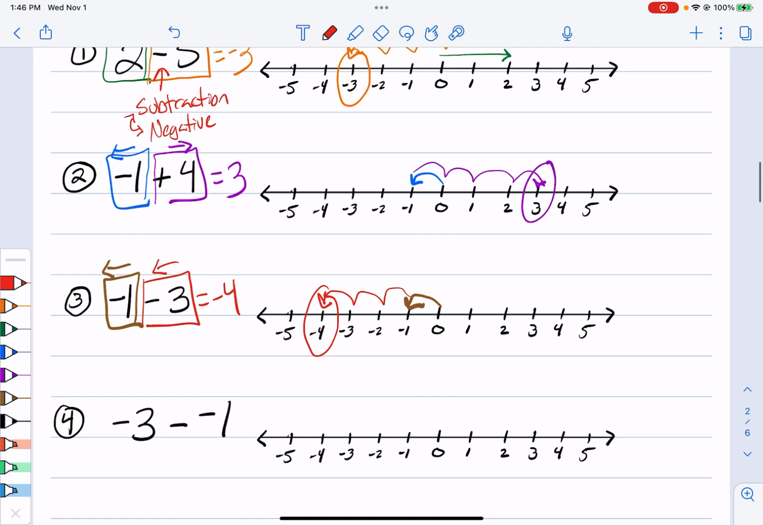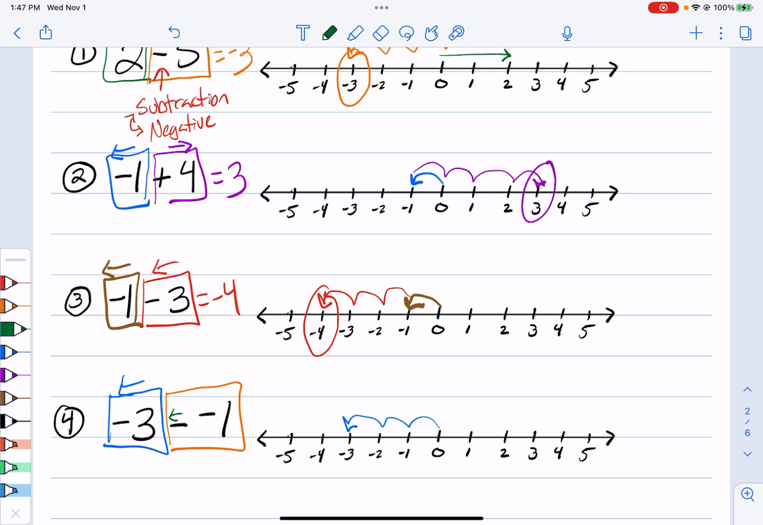Now for number 4, I'm going to start off at -3. So I'm going to go 1, 2, 3. There's my -3. And then I'm going to subtract a -1. So the subtraction makes me think that I would again be going to the left. But then this other sign would also be the left again. So it's actually going to undo what I just did. So these kind of counteract each other.